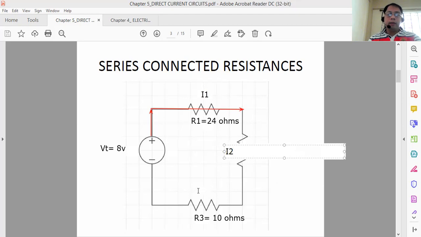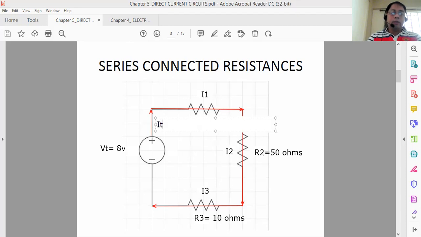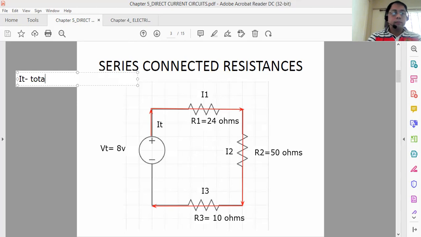And finally, maybe here below, you'll have your current I3. So the current will be going around our series circuit. What we will also observe is that this current that goes around our circuit starts first from our battery. The current that comes out of our battery, we can call I sub T. And again, IT you can call the total current.